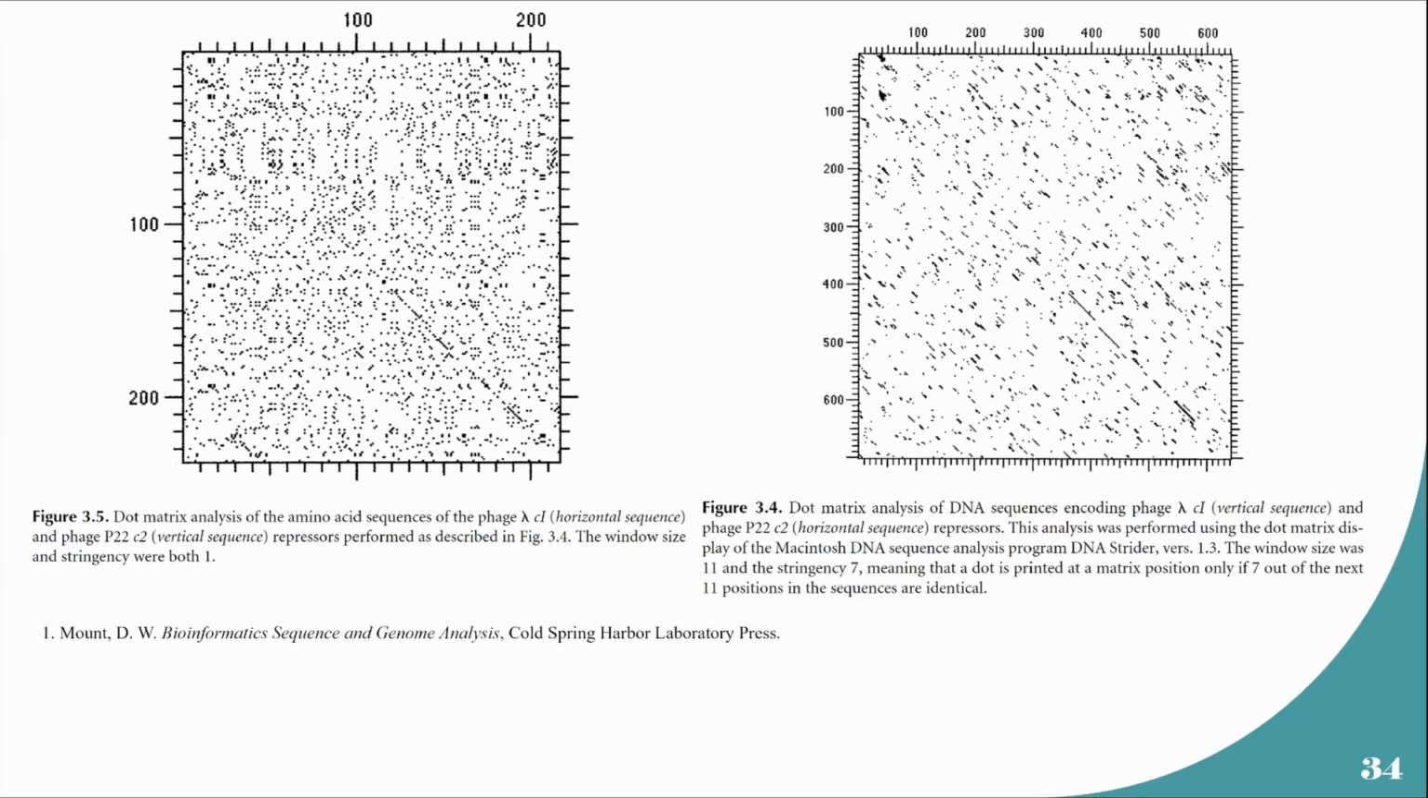Here, basically, again, is an example of dot matrices that can be formed from amino acid sequences and also from nucleic acid DNA sequences, for example, on the right side.